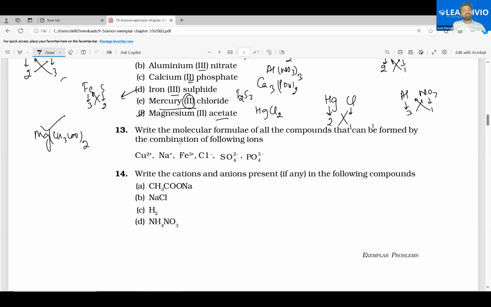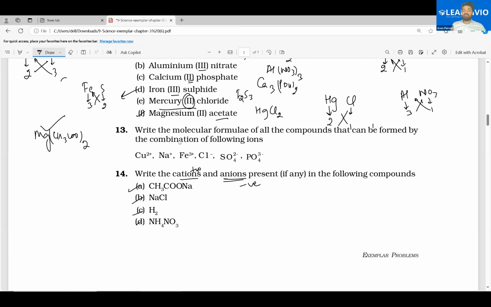What are the names of the cations and anions? Cations are positively charged and anions are negatively charged. So if there are positively and negatively charged ions present in these, can you tell me the name of this compound and its formula? Cation and anion. The first one is the name sodium acetate, and the cation will be 1 and the anion will be 2. Sodium is cation, acetate is anion.